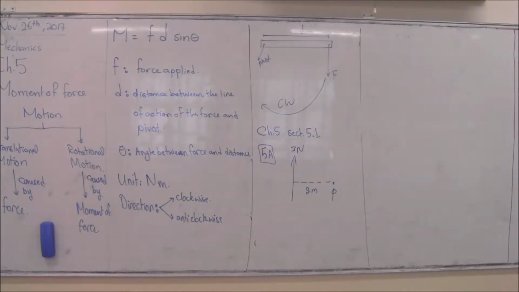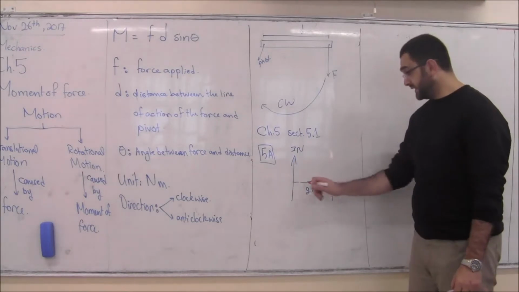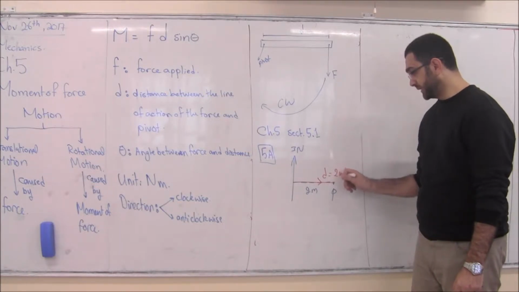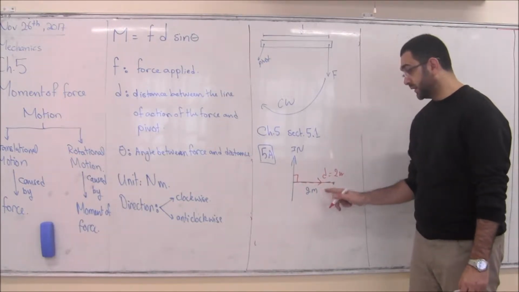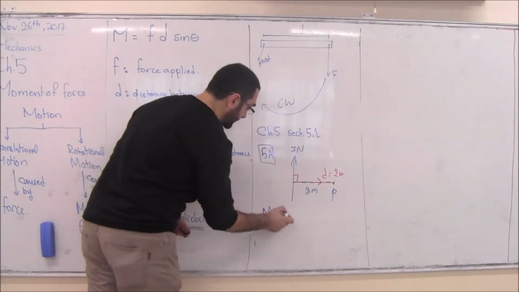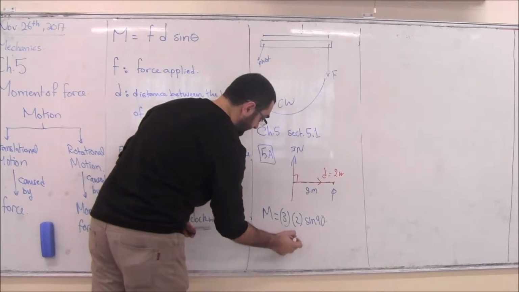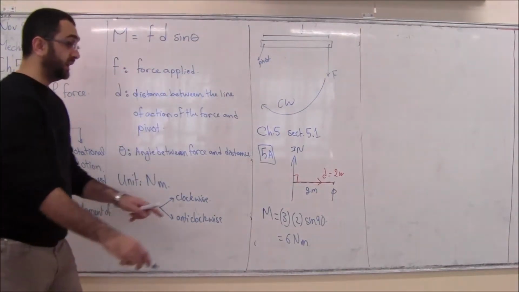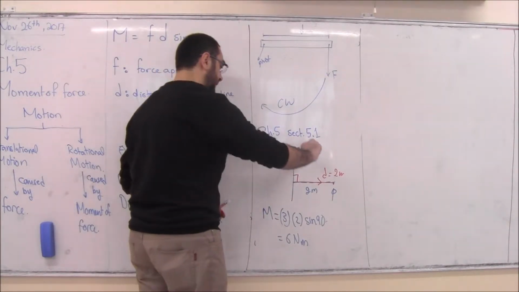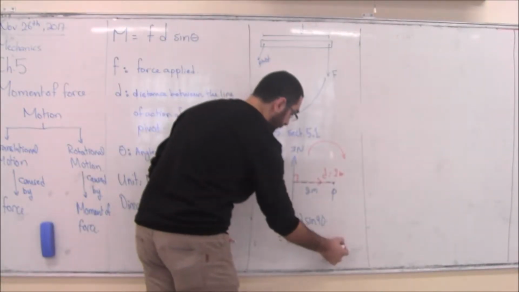Pay attention, please. It's easy. I have to find the moment of this force. Where is the distance? This is the distance, 2 meters. What is the angle between force and distance? 90. So the moment is force 3 times 2 times sine 90, which is 6 Newton meter. The direction is clockwise about P.